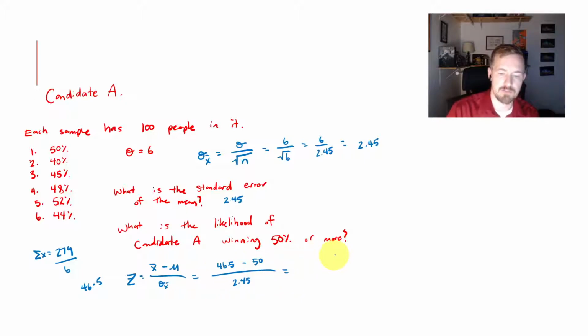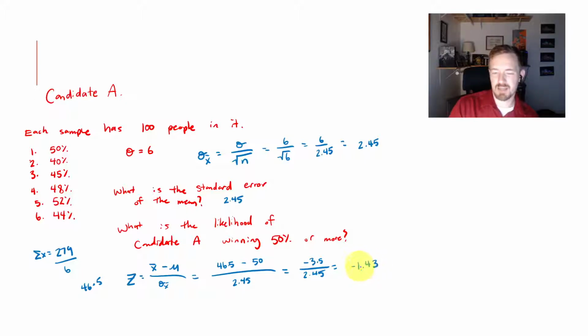And so that's going to give us, what, 3.5 divided by 2.5? Alright, so 46.5 subtracted by 50 is negative 3.5. And that's going to be divided by 2.45. So all of this is going to give me negative 1.43. Cool, okay.